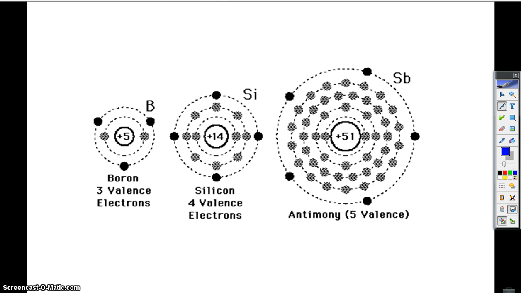Okay, so another quick diagram. So here we have boron, and again we can see 1, 2, 3 valence electrons. Silicon, similar to carbon, 1, 2, 3, 4 valence electrons. Antimony, 1, 2, 3, 4, 5. So this is taking a look at valence electrons.